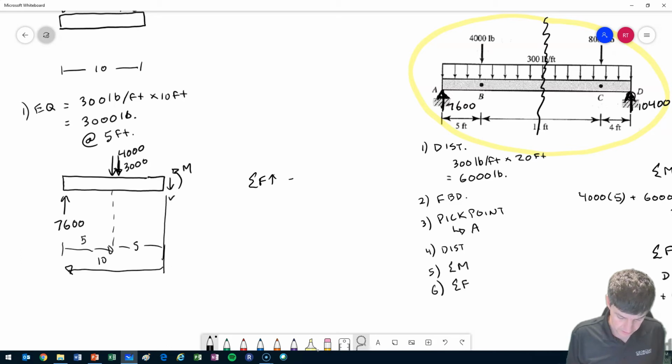Sum of forces up is equal to sum of forces down. Up, 7,600 is going to be equal to 4,000 and 3,000 at the same spot. Those are added together, so 7,000 plus V. V is going to be equal to 600 pounds.